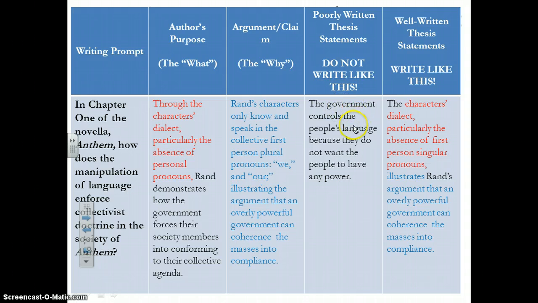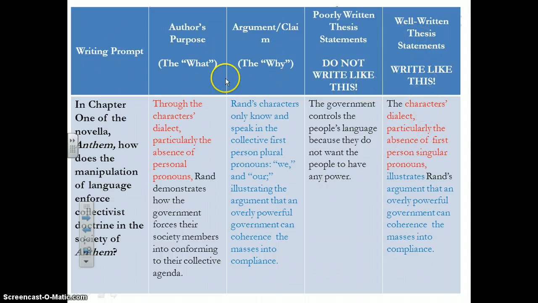The government controls the people's language because they do not want the people to have any power. Okay, now first of all, this is just a poorly written sentence because you've got "they" here. Is "they" the people's language or is "they" the government? Yes, you read later on and you can infer that it's probably the government, but it's very, very vague, and that's not what we want. You want something very specific that you can be writing about in your essay.